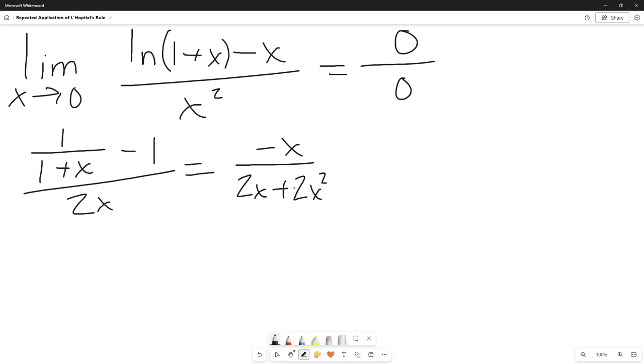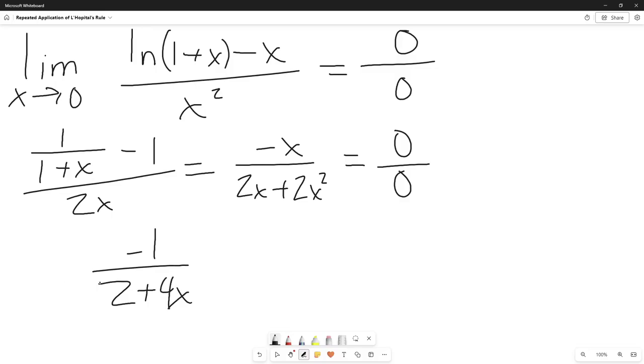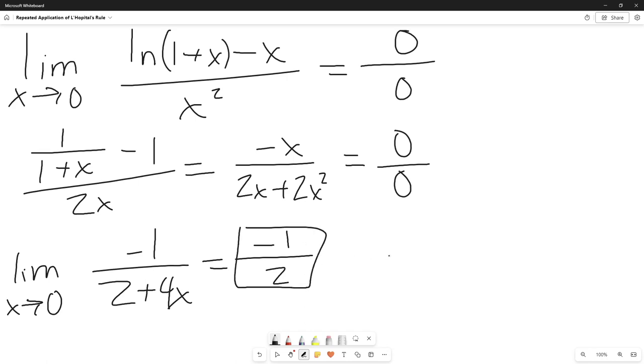And now we take the limit of this. Well, we can just substitute 0 into here, and we also get 0 over 0, which means we should use L'Hopital's rule again for a second time. And differentiating this, we get negative 1 over 2 plus 4x. We're taking the limit as x approaches 0. And now when we substitute 0 into this, we get negative 1 over 2. And that's our final answer.